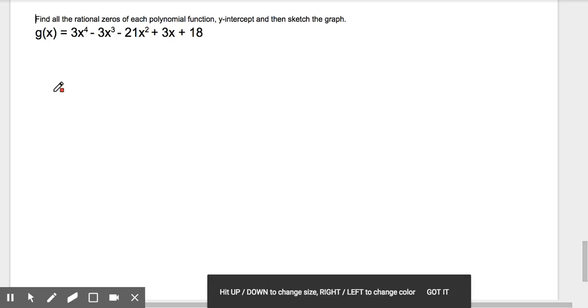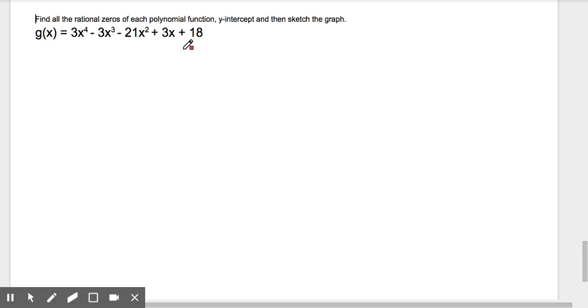Let us find the zeros of g of x. So first, we'll look again at the degree. The highest exponent of x is 4. So therefore, we say that the degree is 4, and therefore, we have to look for 4 zeros.